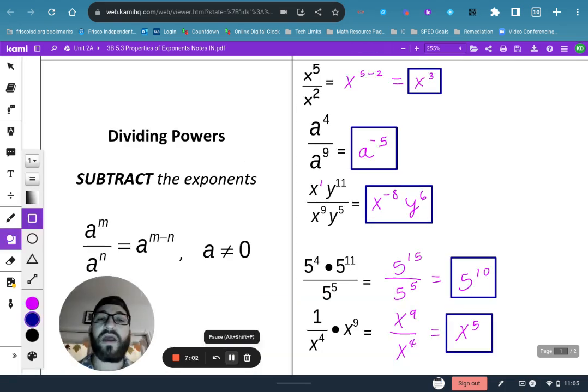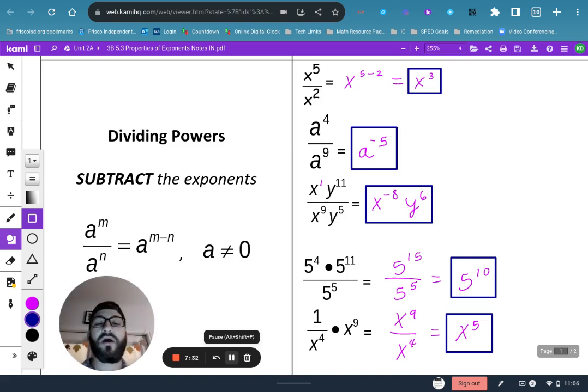All right, so we have a to the 4th over a to the 9th. Subtract 4 minus 9, that's going to be a to the negative 5th. Then we have 5 to the 4th times 5 to the 11th over 5 to the 5th. You can do this in a couple of different ways. You could divide first and then multiply, or multiply first and then divide. I like to multiply first. So 5 to the 4th times 5 to the 11th, base stays the same, but I add the powers. So 5 to the 15th over 5 to the 5th, and that would be equal to 5 to the 10th.